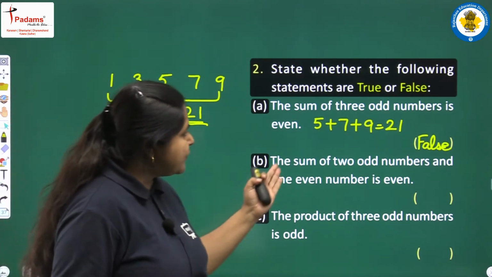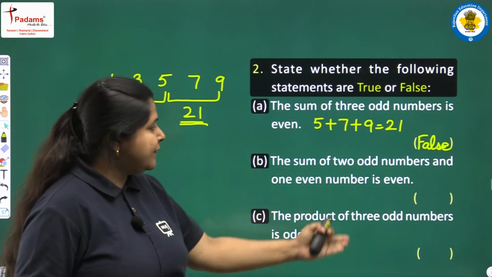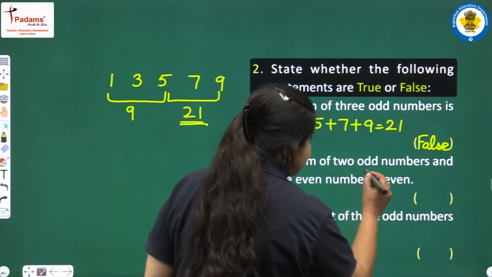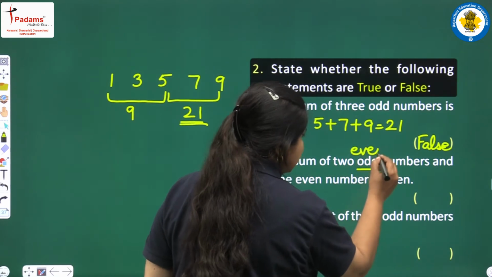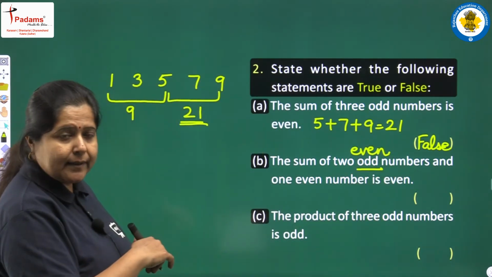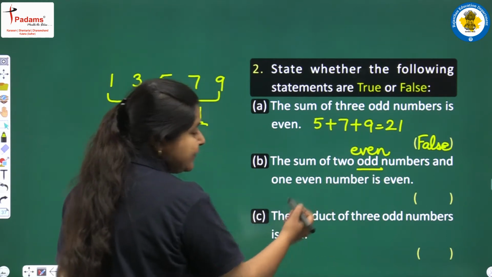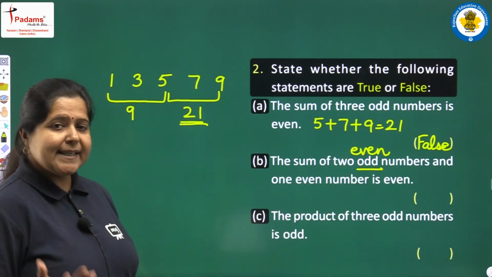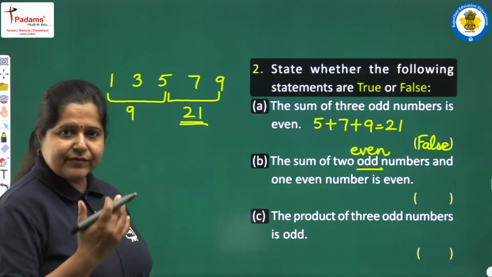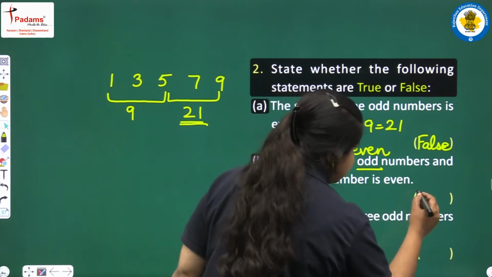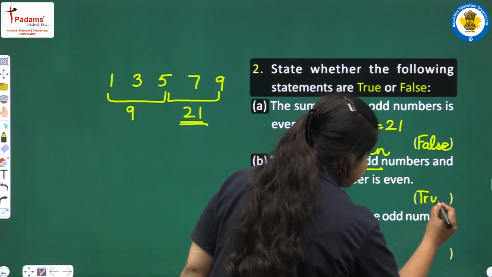Then the sum of two odd numbers and one even number is even. Now we know that the sum of two odd numbers will be even. We just now discussed it in question number 1. And if we add two even numbers, again it will be an even number, as we just now discussed in question 1. And so this sum will be an even number, and it's true.